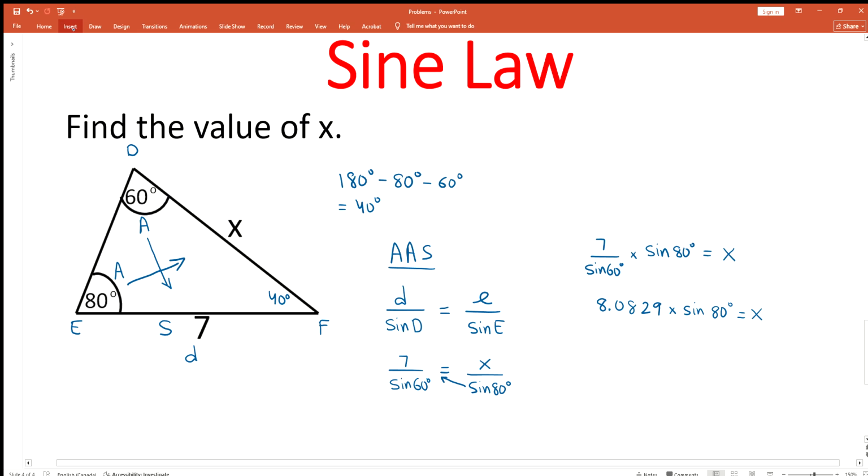Next, we can multiply 8.0829 and sine 80 degrees. I get 7.96 rounded to 2 decimal places. Therefore, the value of x is 7.96 rounded to 2 decimal places, or x equals 8 rounded to the nearest whole number. This should be the final answer for this problem.